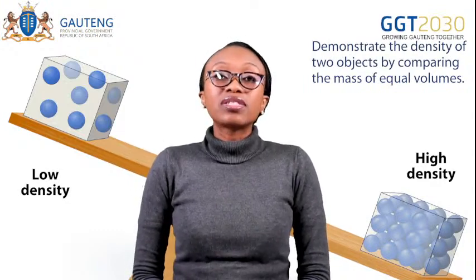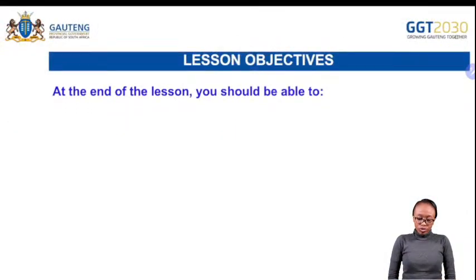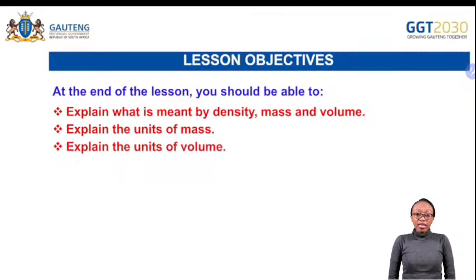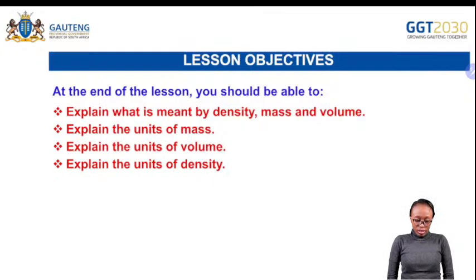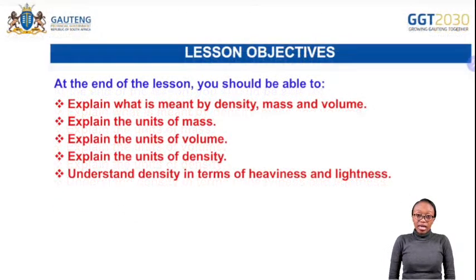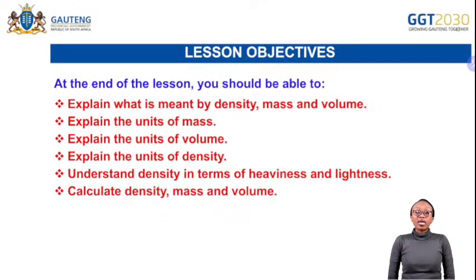Let's look at today's lesson objectives. By the end of today, you should be able to explain what is meant by density, mass, and volume, explain the units of mass, explain the units of volume, explain the units of density, understand density in terms of heaviness and lightness, and calculate density, mass, and volume. All this is sourced from the CAPS document on page 43.